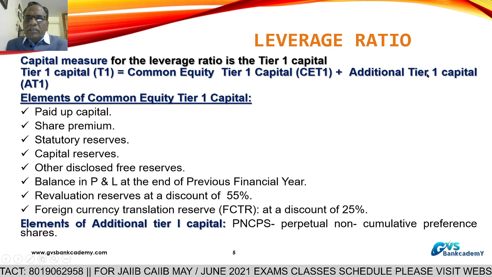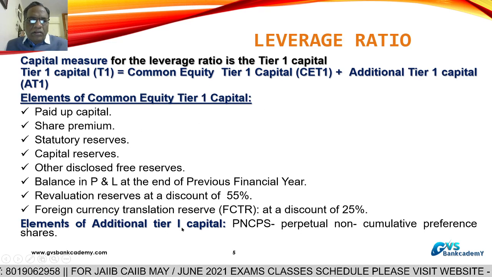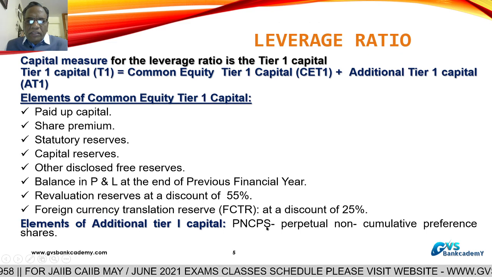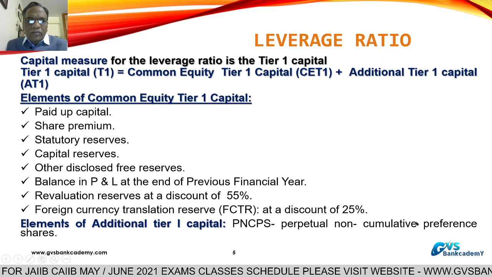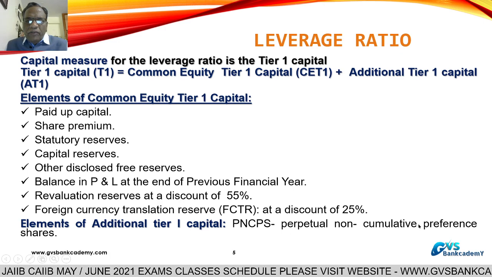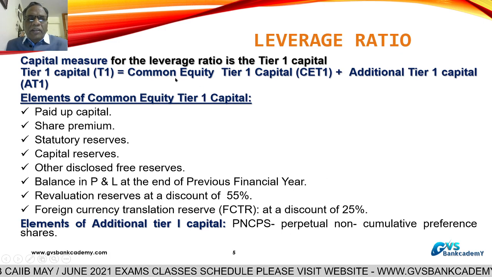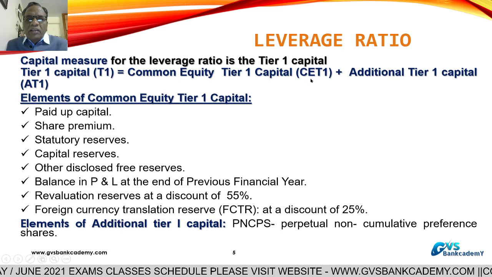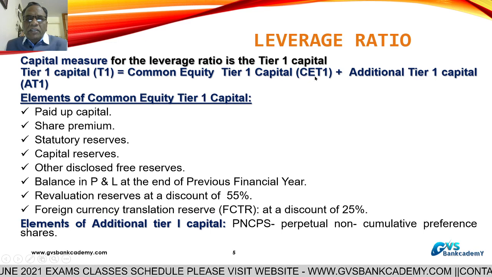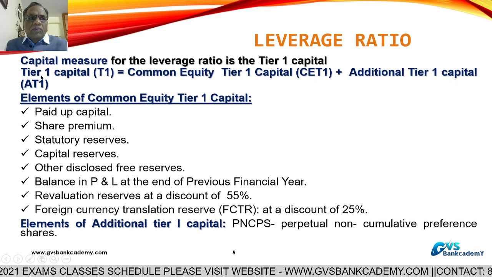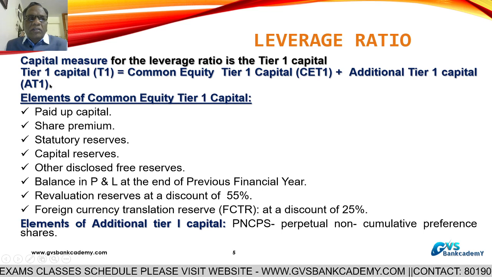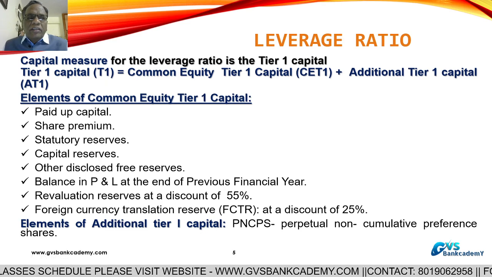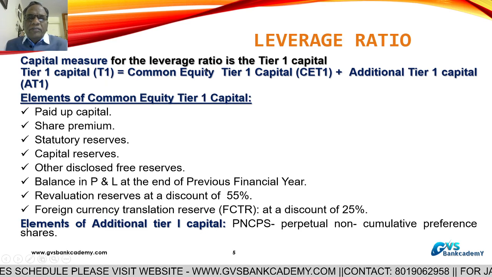And what are the elements of additional Tier 1 capital? Additional Tier 1 capital instruments as of today accepted by RBI are perpetual non-cumulative preference shares. As per Reserve Bank of India Basel III compliance, the common equity Tier 1 capital requirement for Indian banks as of today is 5.5% of risk-weighted assets, and additional Tier 1 is 1.5% of risk-weighted assets. The total Tier 1 capital minimum requirement is 7% as of date by RBI stipulations.